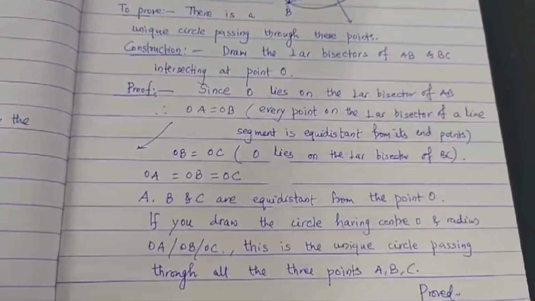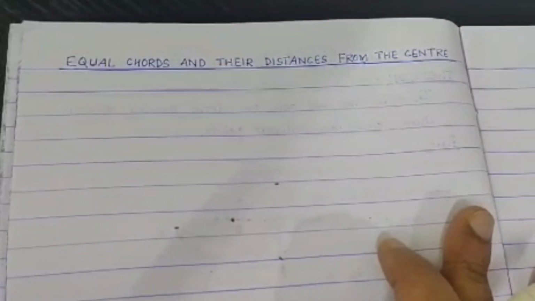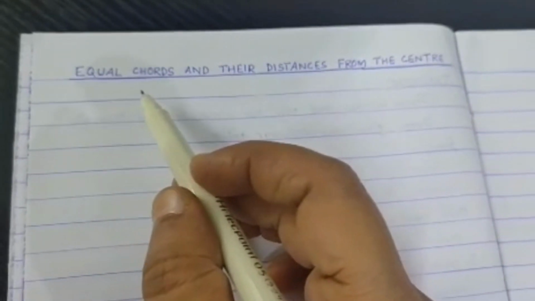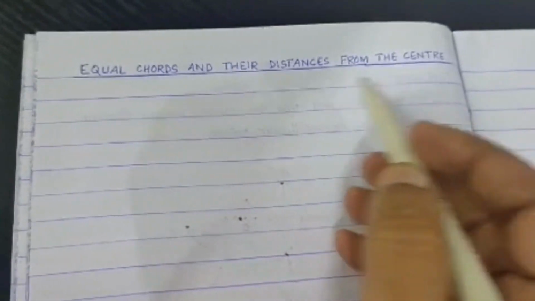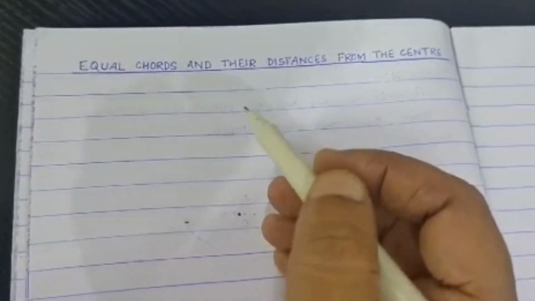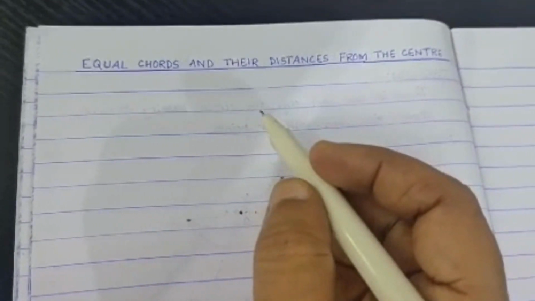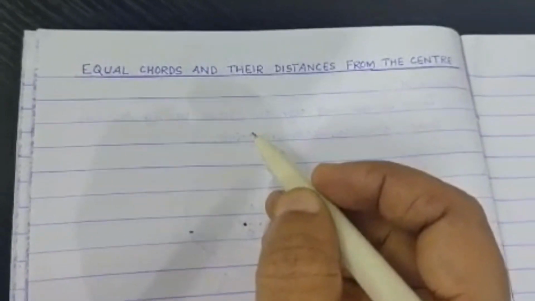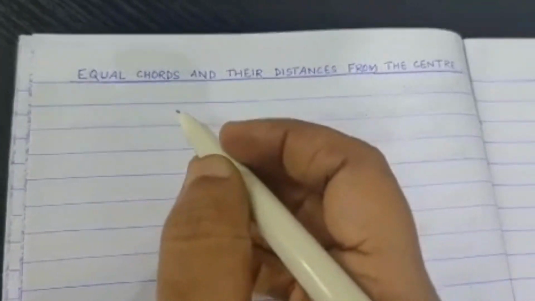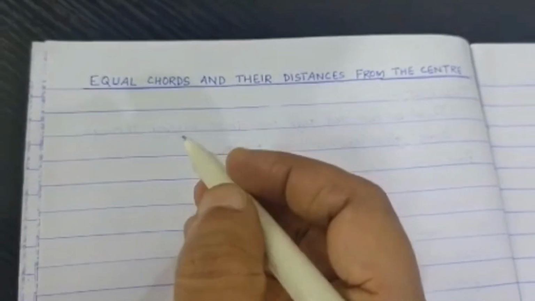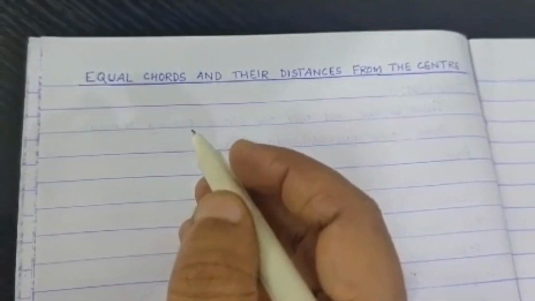Now let's move on. So friends, let's come to a new topic. Its name is equal chords and their distances from the center. We are going to see one theorem also, that equal chords of a circle are equidistant from the center. But before going to the theorem directly, let's understand one thing, that what is the distance of a line from a point.